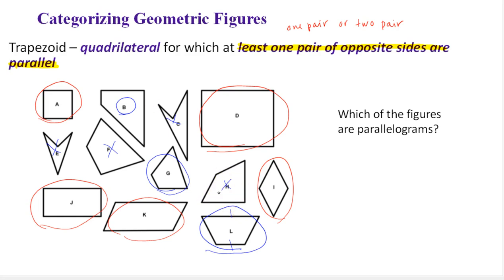Okay. So this should say trapezoids. The figures that are trapezoids are A, D, B, I. So let's check them. There's a lot. A, B, D, I, G, J, K, L. G, J, K, and L.